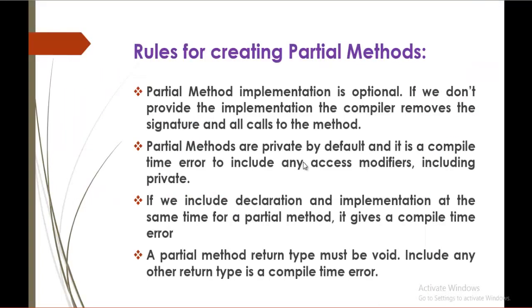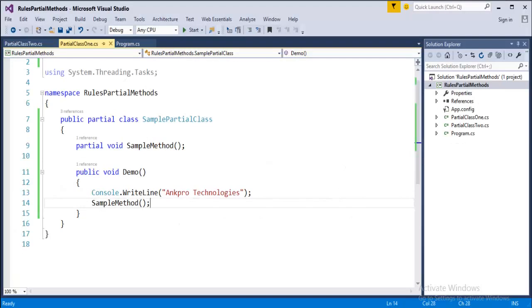It means that partial method implementation is optional, and if you don't provide the implementation, the compiler removes the signature and all calls to the method. When I ran the program, it executed this part, but when it came to this method, it saw that the method does not have any implementation, so it ignored it and executed only Ankpro Technologies on the console screen. This is the first rule to be remembered.